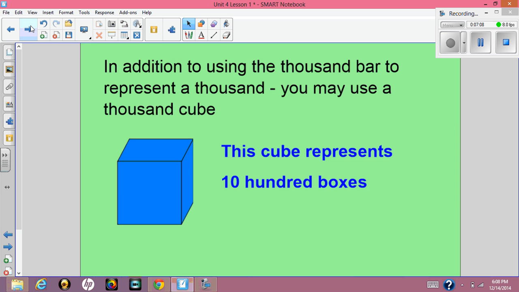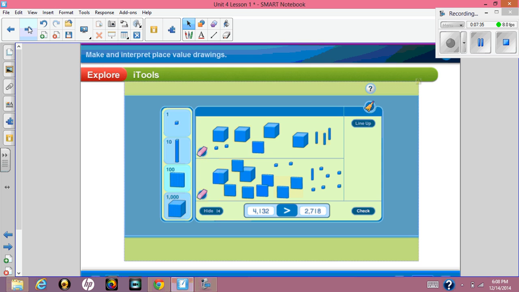Now let's look at another way to represent 1,000. We've used the 1,000 bar, but we can also use the cube, which represents 1,000 boxes. So each of these, if we laid them all out, would be 10 boxes of 100, and we've put it in a cube of 1,000.